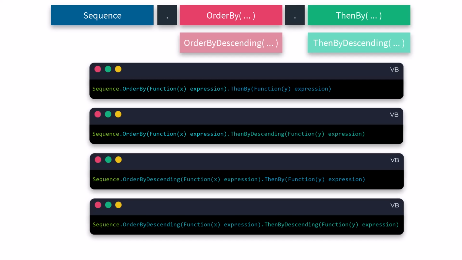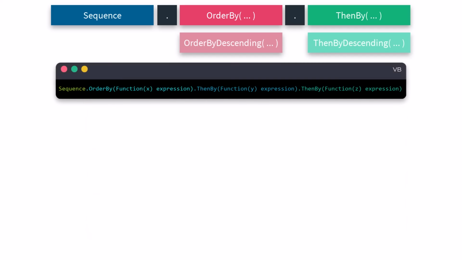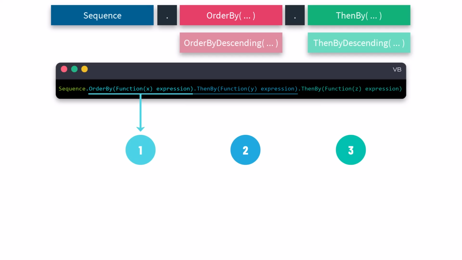We can also use more than one method to define other keys. For example, the following syntax is to sort the sequence using three keys. The first key is defined in orderBy method. The second key is defined in ThenBy method. And the third key is defined in ThenBy method. We can also add other keys using more methods, ThenBy or ThenByDescending. So, we can use only one orderBy or orderByDescending method, and so many different ThenBy or ThenByDescending methods as we need. This is how to use the methods in general.